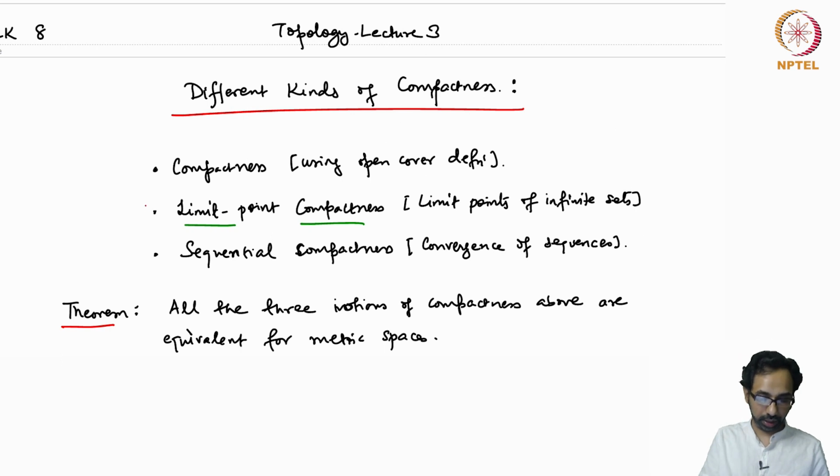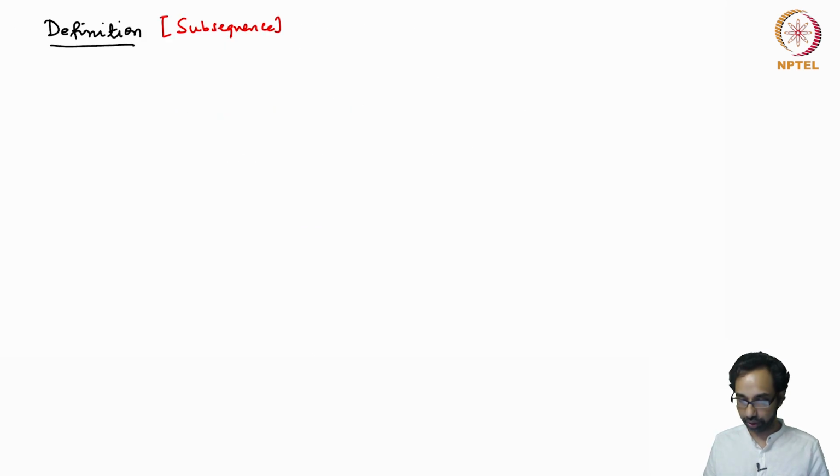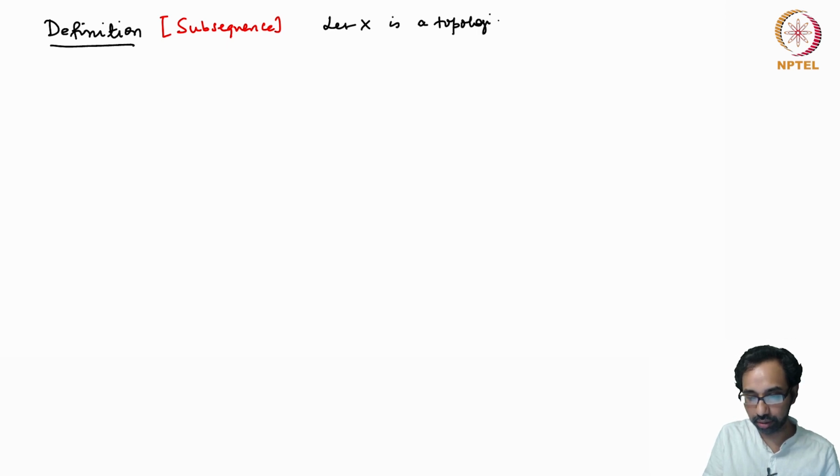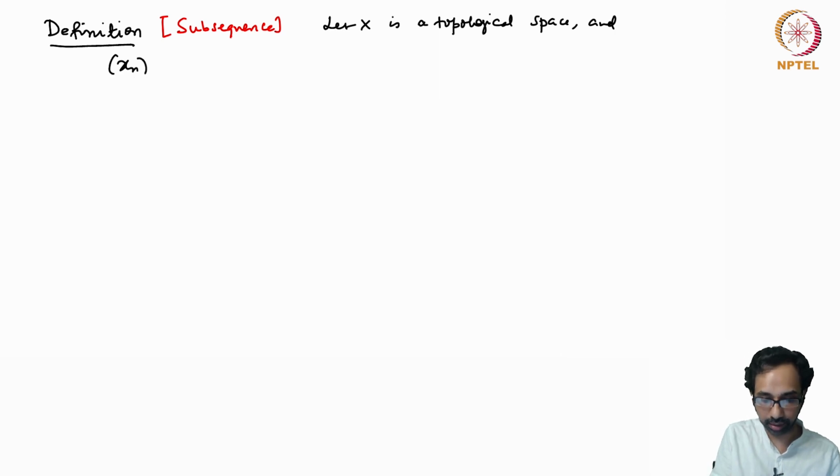So now that we have seen what is limit point compactness, now it is time to define what is sequential compactness. And for this, we need a couple of new terminologies. So the first notion we will need to define what is sequential compactness is that of a subsequence. So we have seen what is a sequence, and a subsequence is defined similarly. So suppose that X is a topological space, and let x_n, n in N, be a sequence in X.